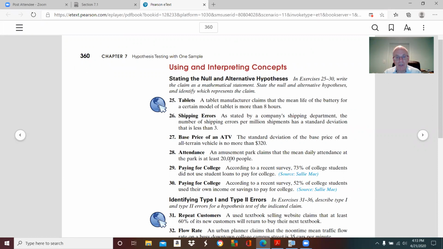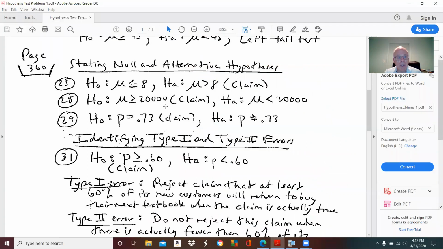Now this is 20,000 here, all right? We are counting people here, all right, but it's not a proportion. So we're going to use mu in this case here. So just be careful with that. We are going to use mu. So since it's at least, it's the null hypothesis, that's the claim. Mu is greater than or equal to 20,000. That means the alternative is the complement. Mu is less than 20,000.